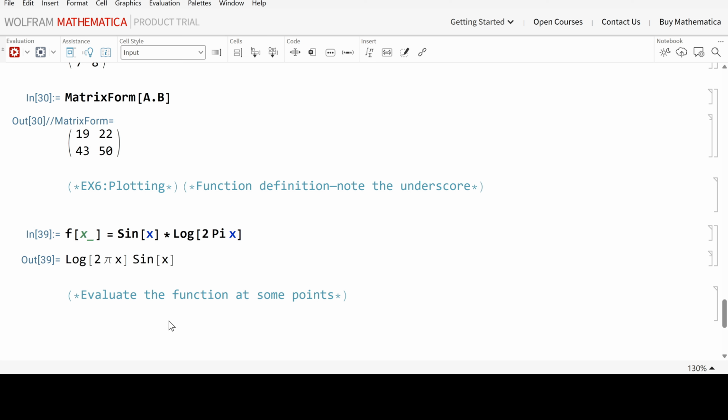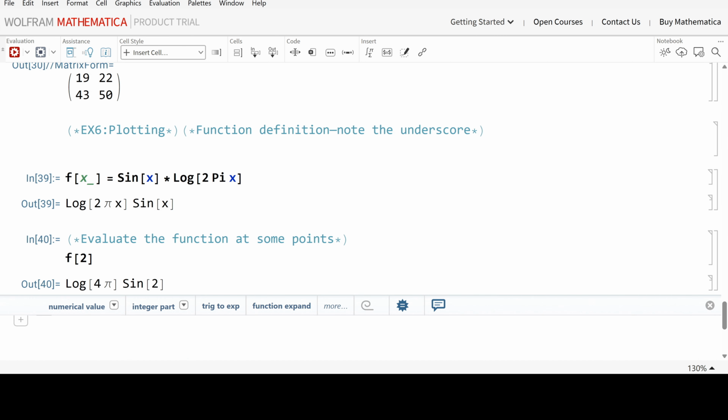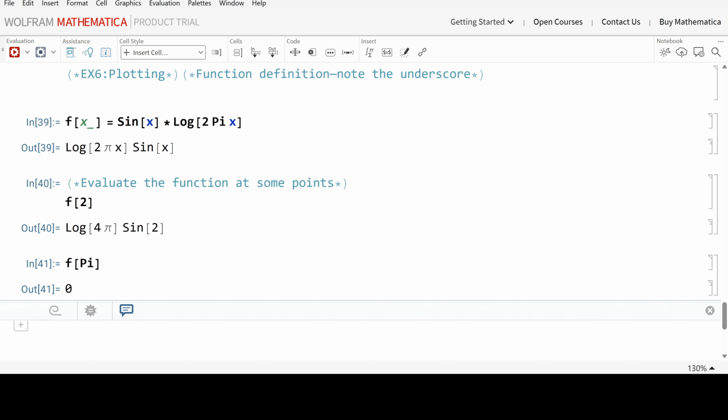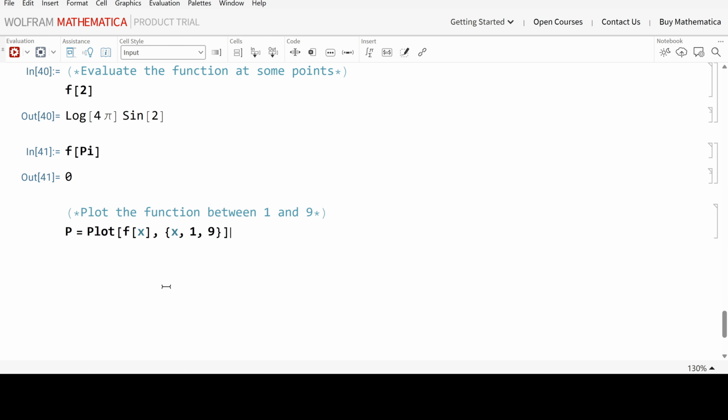So we define f[x_] equals Sin[x] times Log[2 Pi x]. Then, when we want to use it, for example, to compute f of 2 or f of Pi, we just type f[2] without the underscore. Now let's plot this function from 1 to 9 using the Plot command. Mathematica automatically scales and labels the graph.